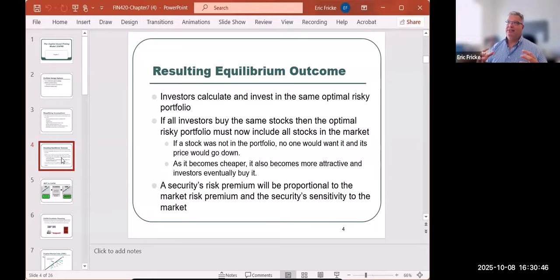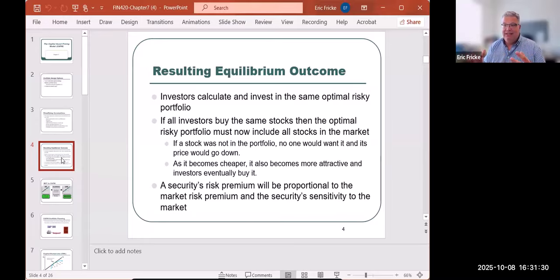So what results out of this? It means that investors all calculate the same optimal risky portfolio, and all investors invest in the same portfolio that includes the optimal risky portfolio. And if all investors buy the same stuff, that means the portfolio must include everything. Because if it didn't, there would be companies, stocks, and bonds that had no investors in them, and we know that's not going to happen.